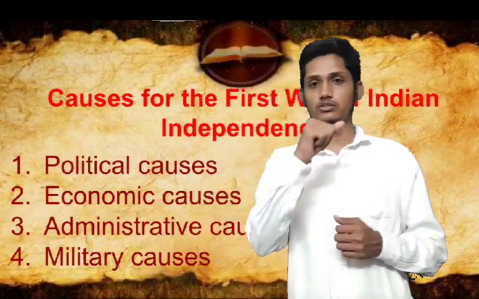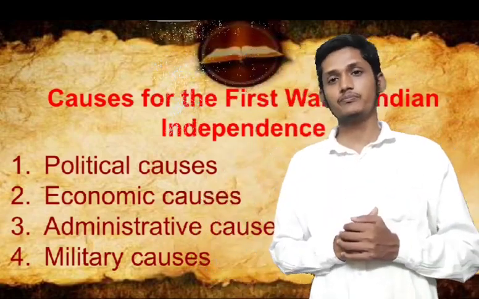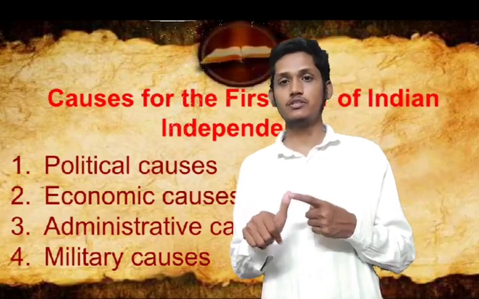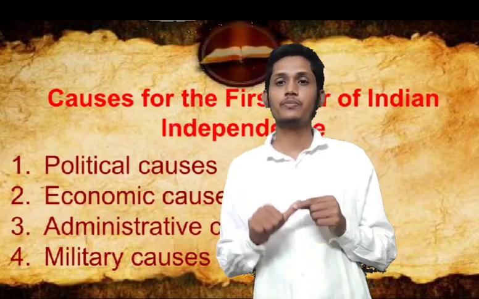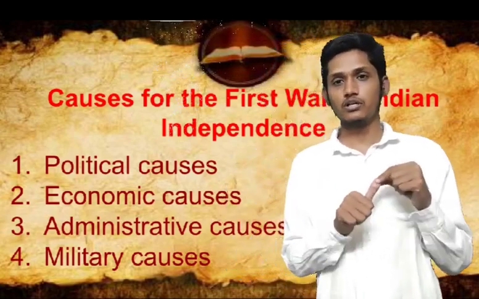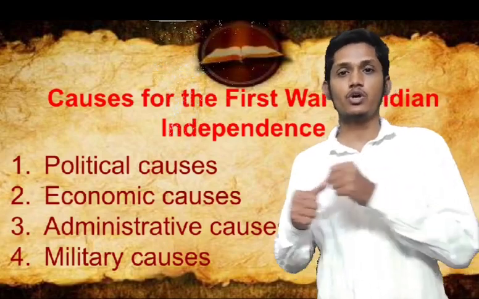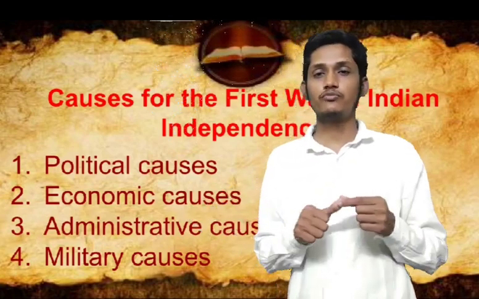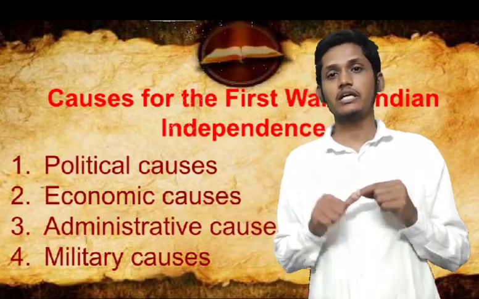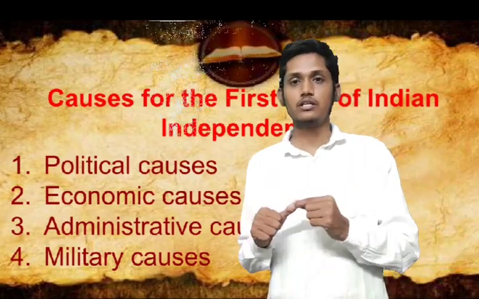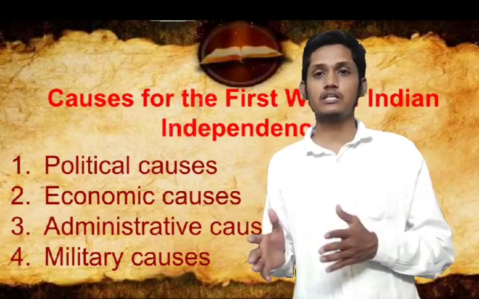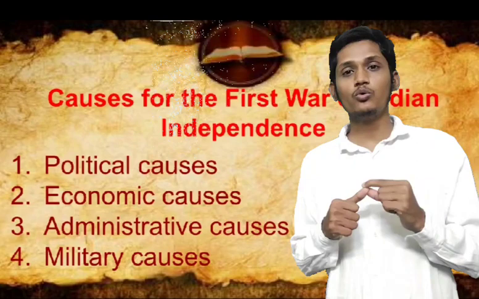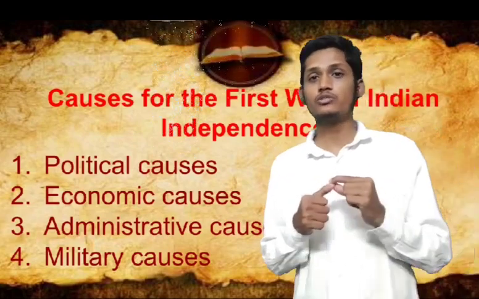First, the political causes. When we read history, we know about the doctrine of lapse as well as the subsidiary alliance. Let's have a revision of the doctrine of lapse. Doctrine of lapse means that if any king doesn't have his own heir and adopts a child and tries to make him king, he can't do that because of the doctrine of lapse. If any king adopts a son, he has to leave his kingdom and surrender it to the British. This is the doctrine of lapse. Comment down who introduced the doctrine of lapse.